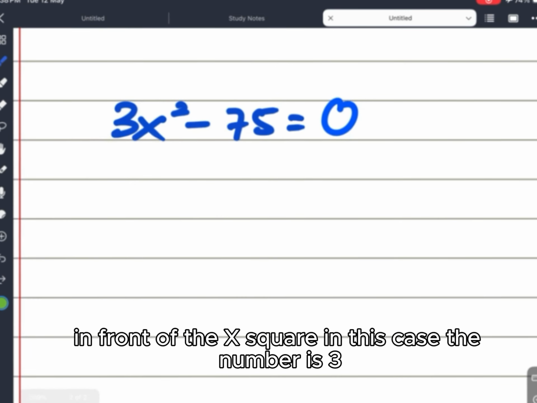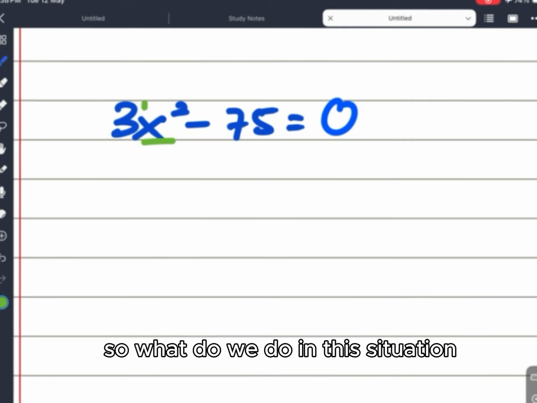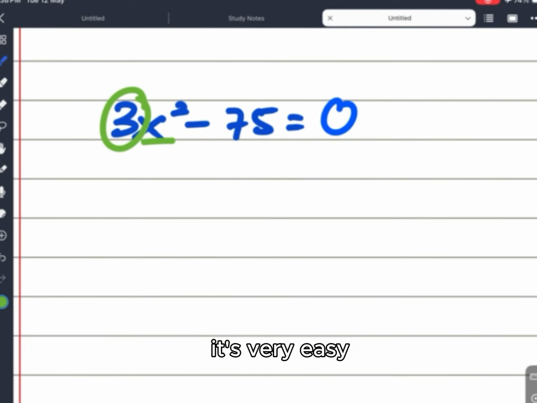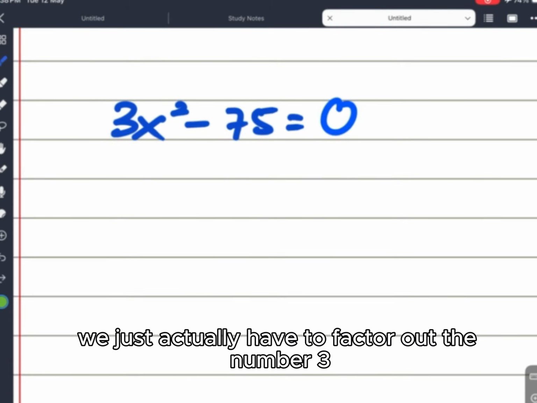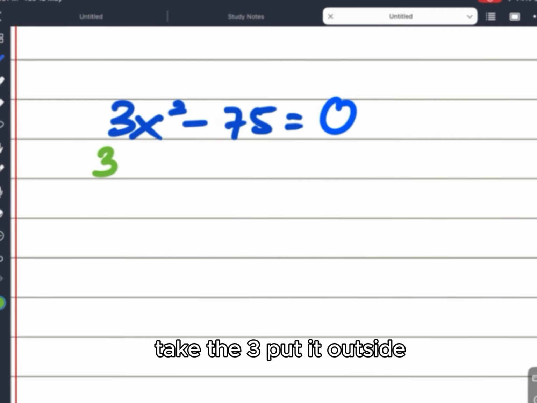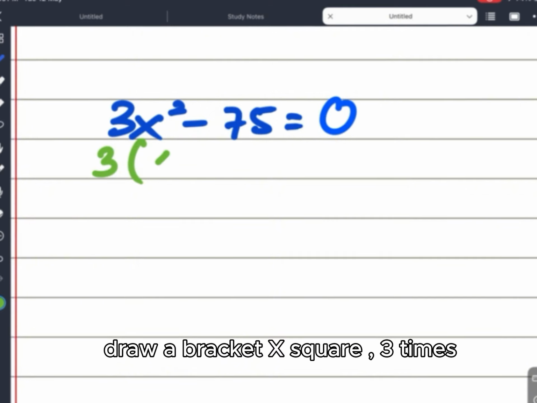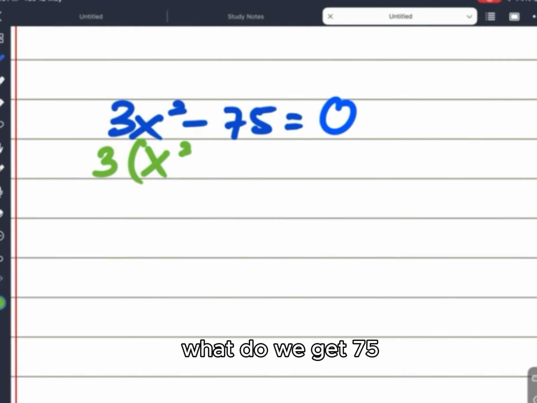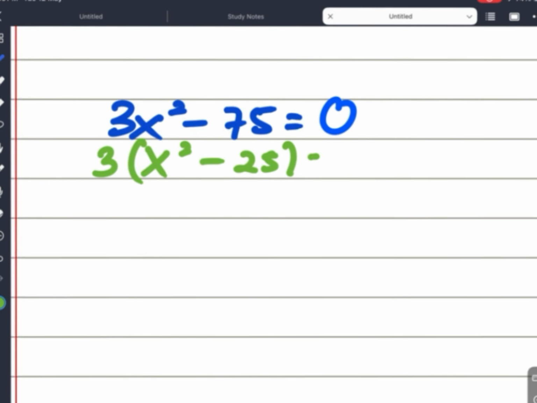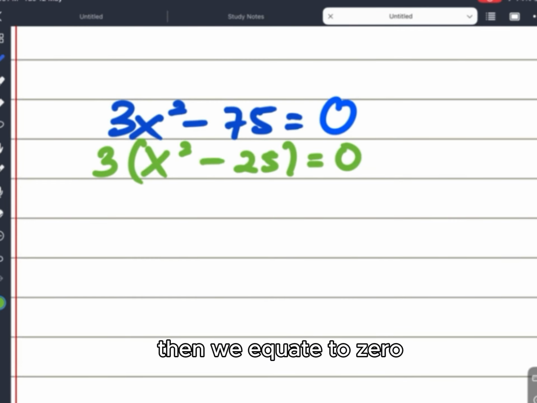In this case, the number is 3. So what do we do in this situation? It's very easy. We just have to factor out the number 3. Take the 3, put it outside, draw a bracket, x squared. 3 times what do we get? 75. 25. Then we equate to 0.